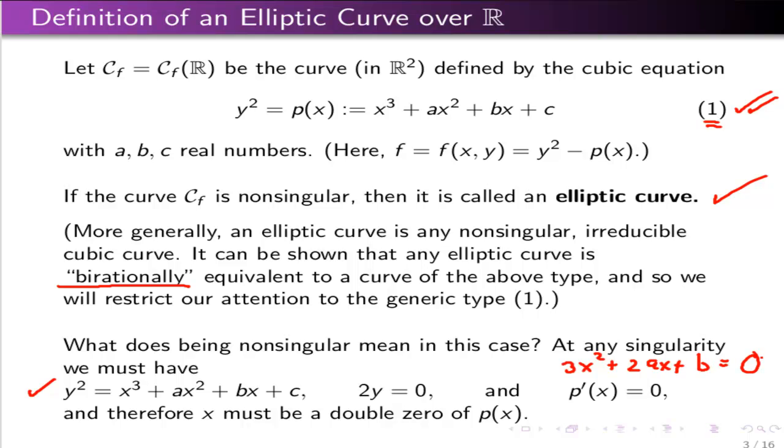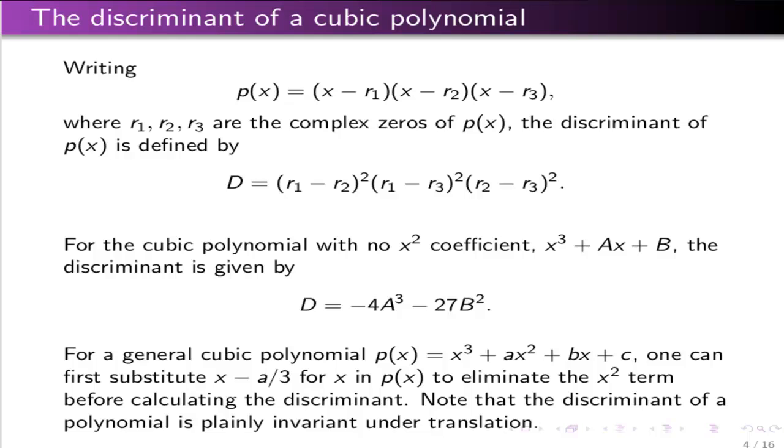But the point here is that when we say y is 0, that means you've set p of x equal to 0. And so in order to be at a point of singularity, you need p of x and p prime of x to be 0, meaning x is a double zero of the polynomial p of x. So that leads us into the discriminant.